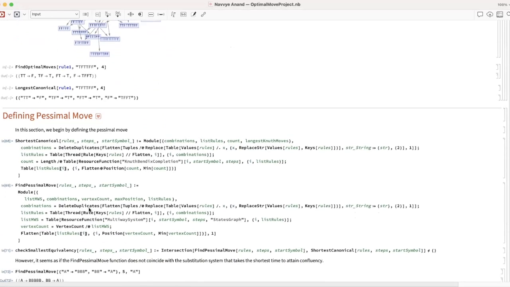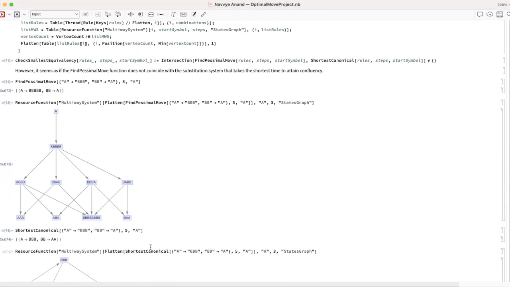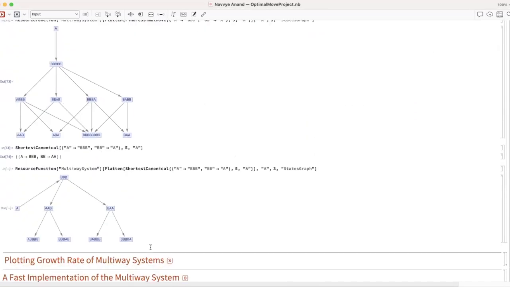However, it seems as if the find pessimal move function does not coincide with the substitution system that takes the shortest time to attain confluency, which indicates that there isn't a one-to-one bijection between the substitution systems that take time to attain confluency and their growth rates, which is sort of disappointing. But that's just the way it rolls.